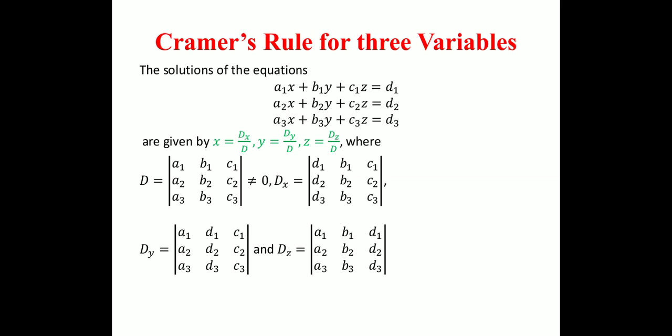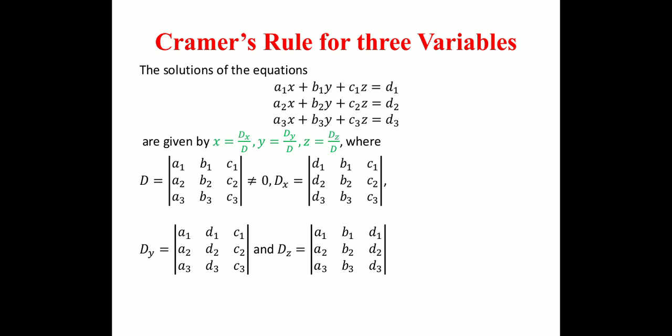Next we see Cramer's rule for three variables. Consider the equations: a1x plus b1y plus c1z is equal to d1, a2x plus b2y plus c2z is equal to d2, a3x plus b3y plus c3z is equal to d3. Their solutions are given by x is equal to dx by d, y is equal to dy by d, and z is equal to dz by d, where d is the determinant of a1 b1 c1, a2 b2 c2, a3 b3 c3, which should not be equal to 0.